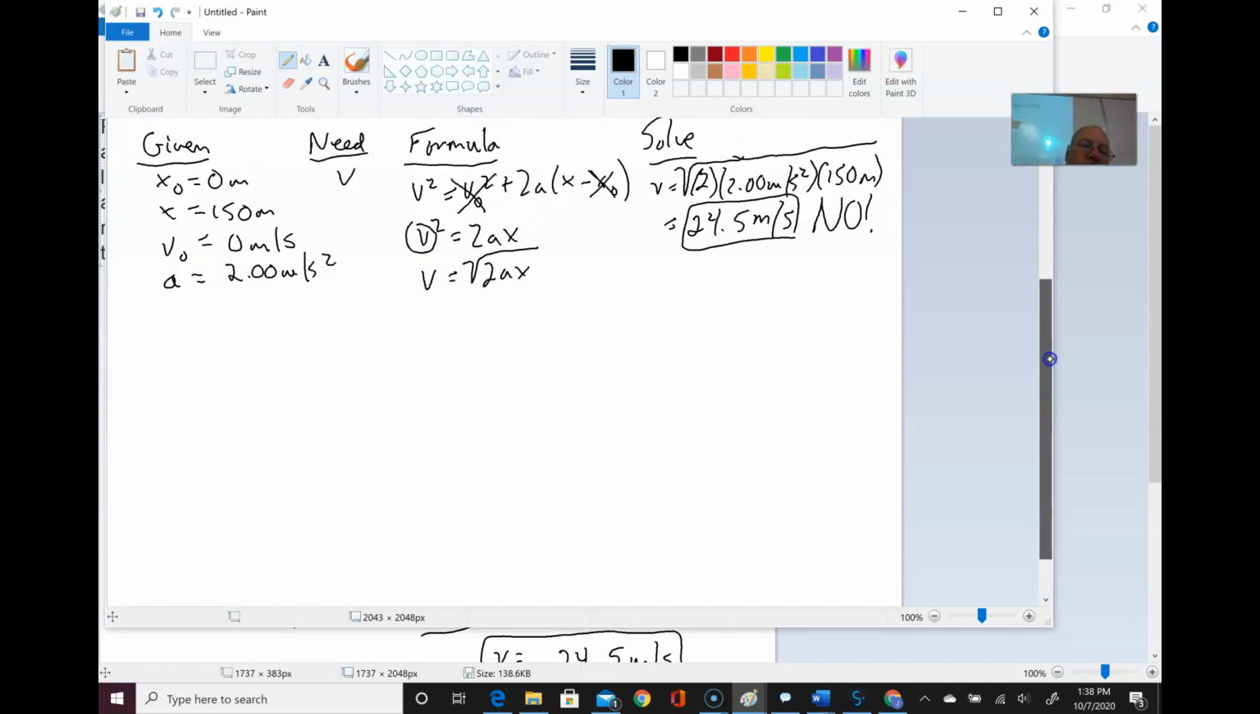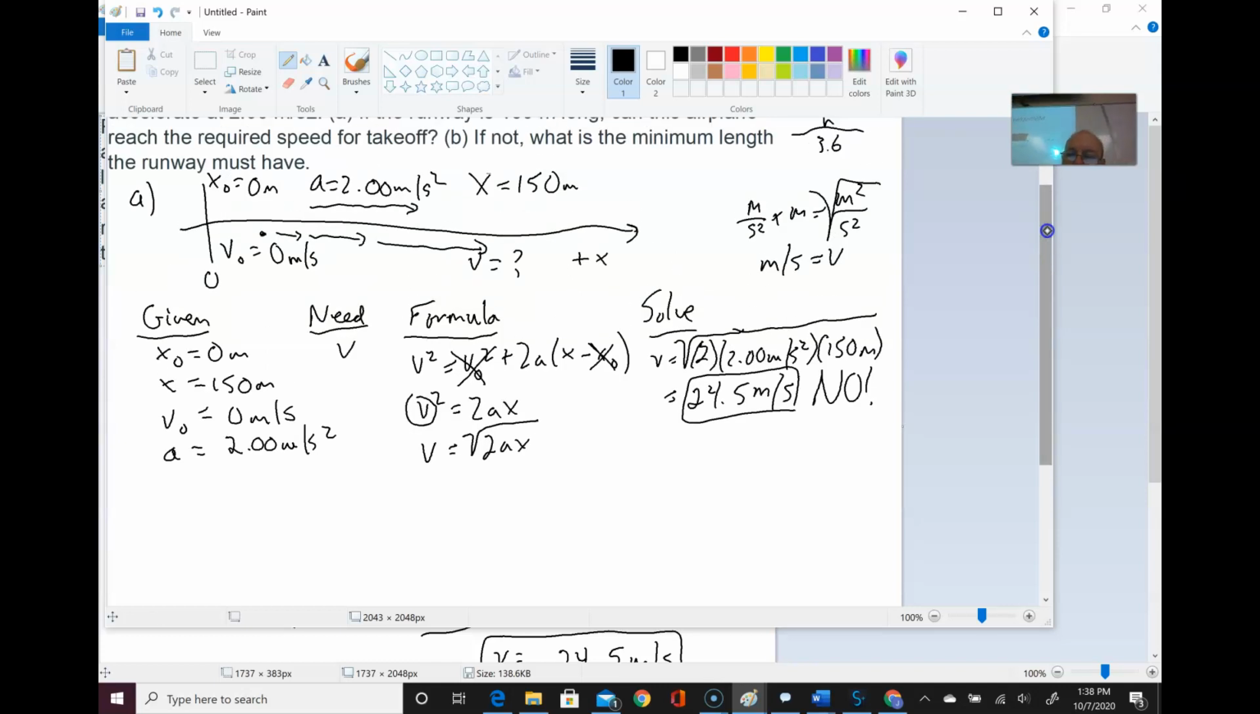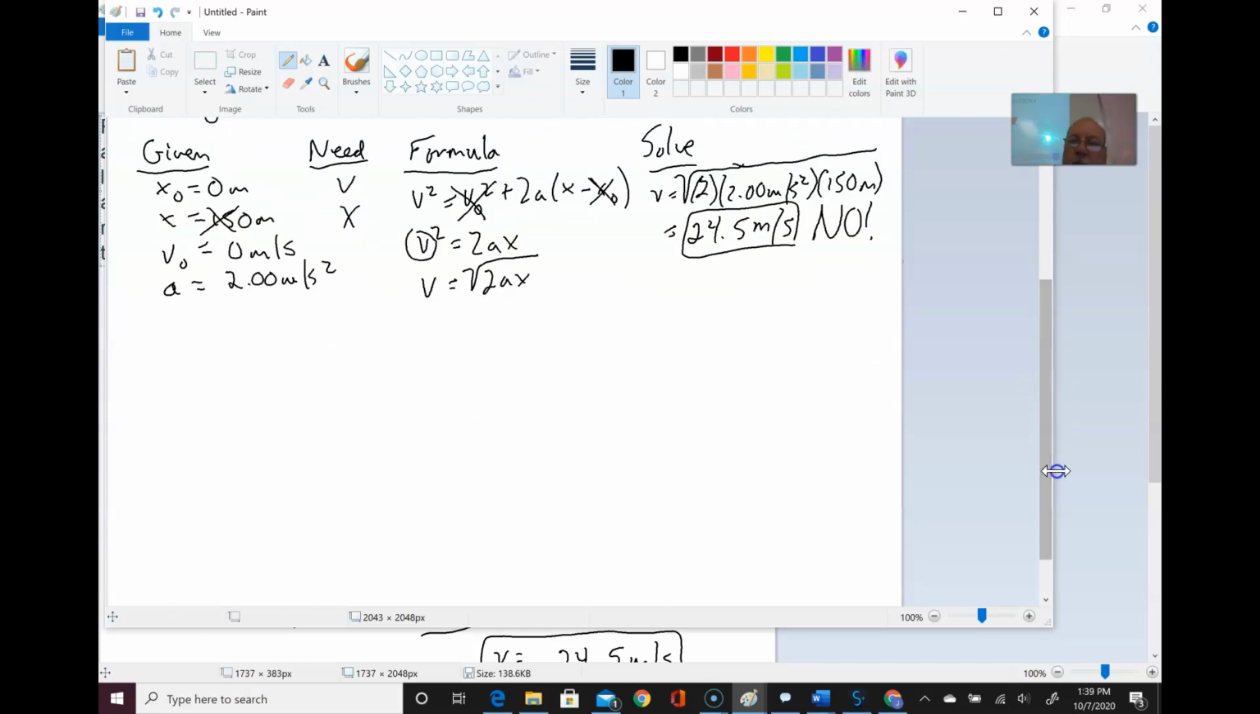Now, I'm not going to make you redraw all of this for the next question, because we can use a lot of this as part of our information. The only thing that I'm going to change is that I know that my x is not going to be 150 meters anymore. It's going to be longer than that, right? So I'm going to cross that out. I don't have that value, and that's what I need. I need the actual x value now. So that's what I'm going to try and find.